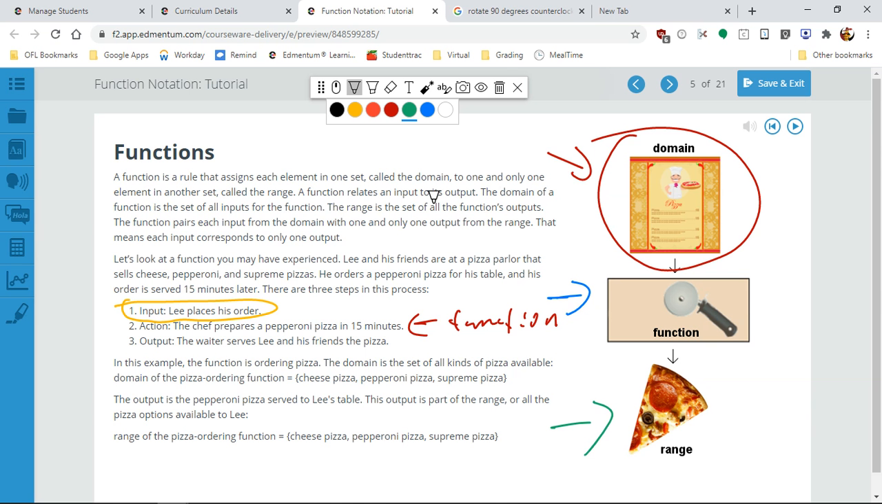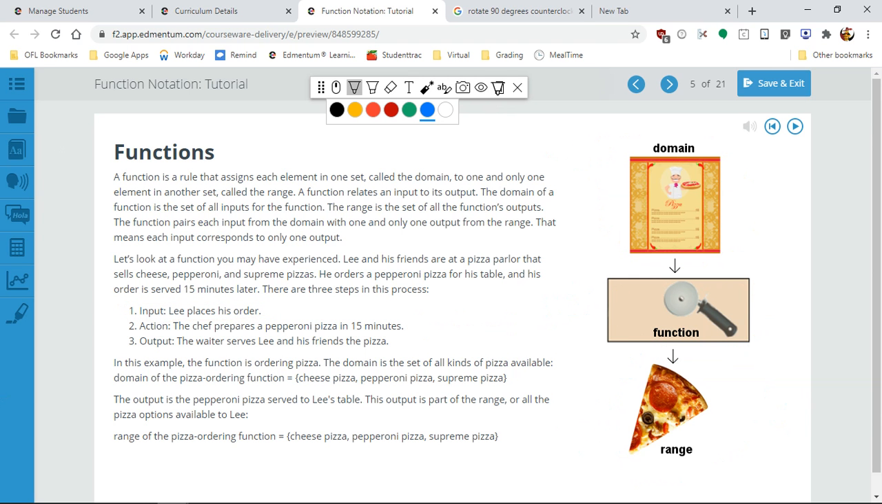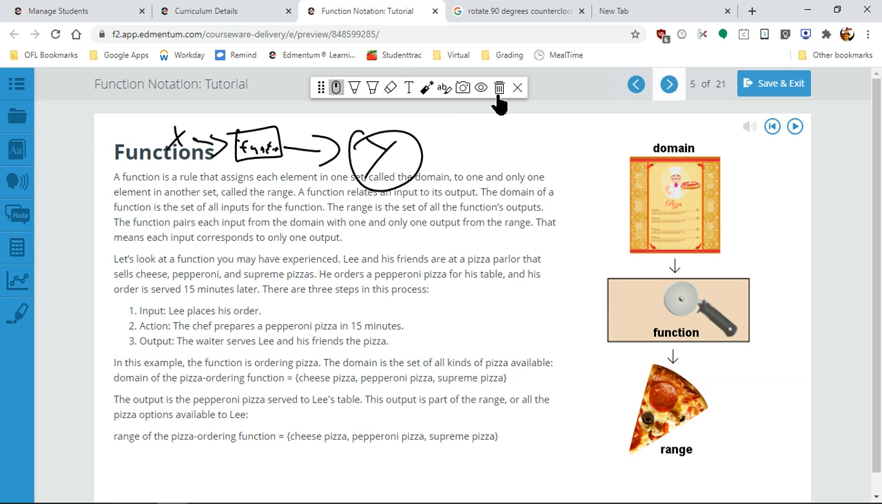So we're going to start with a domain, anything we can order off this menu. Then we're going to do it with our function, which is we're going to cut whatever's on that menu. And then our output is this right here, whatever's happening after that. So that's what they mean by functions. I've also seen the example of it's a machine. You start with raw materials. So you have this X, it goes into this function, and then it pops out a Y. So it goes into here, something happens to it, and it changes. So that's what we're talking about with functions.